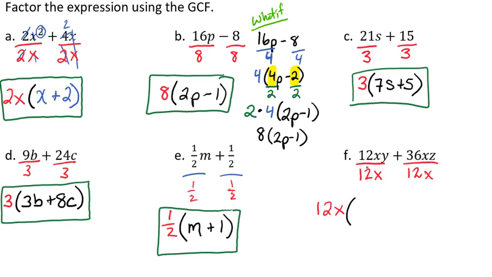And 12 divided by 12 is 1. And x divided by x is a 1. So I'm left with just a y in my first term, plus 36 divided by 12 is a 3. x divided by x will go away. I'm left with a z. And I now have my fully factored expression.